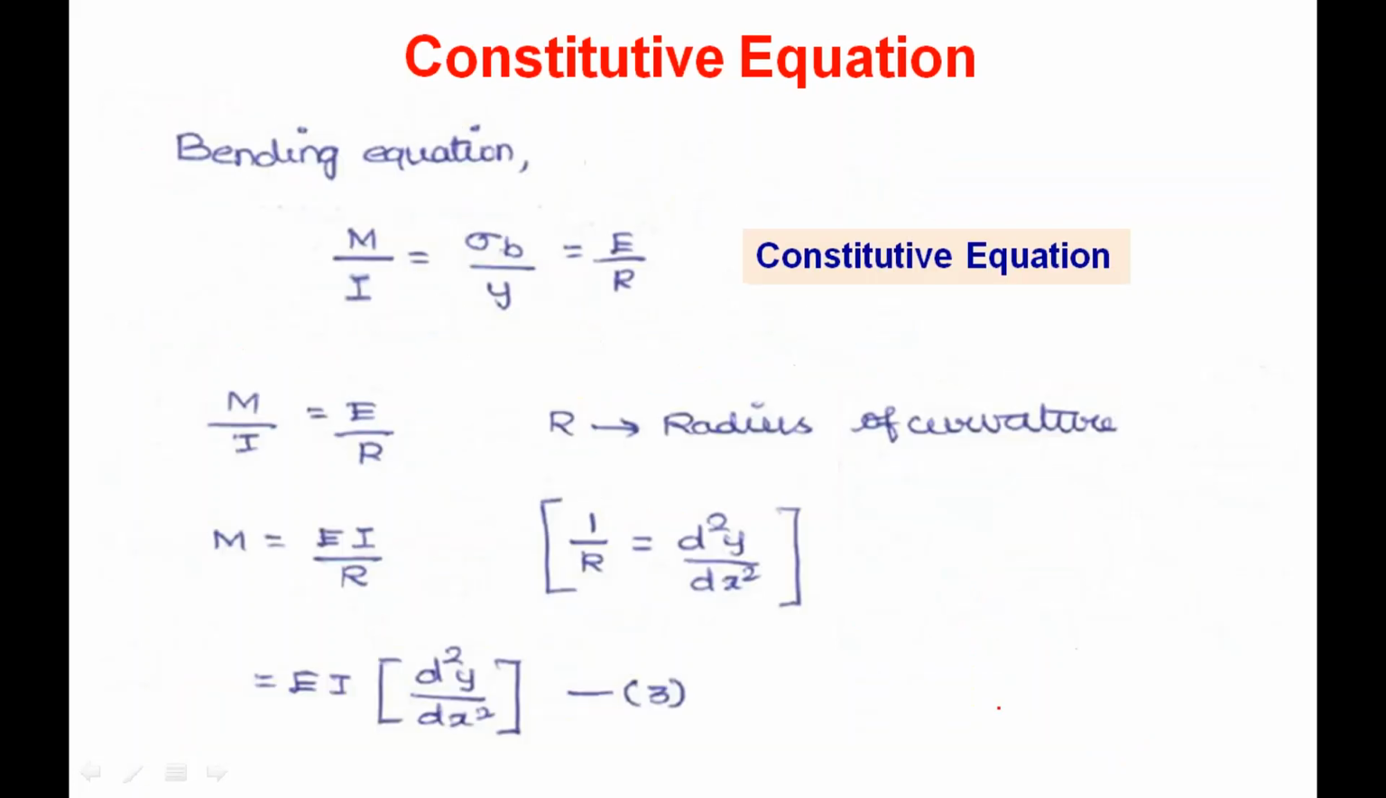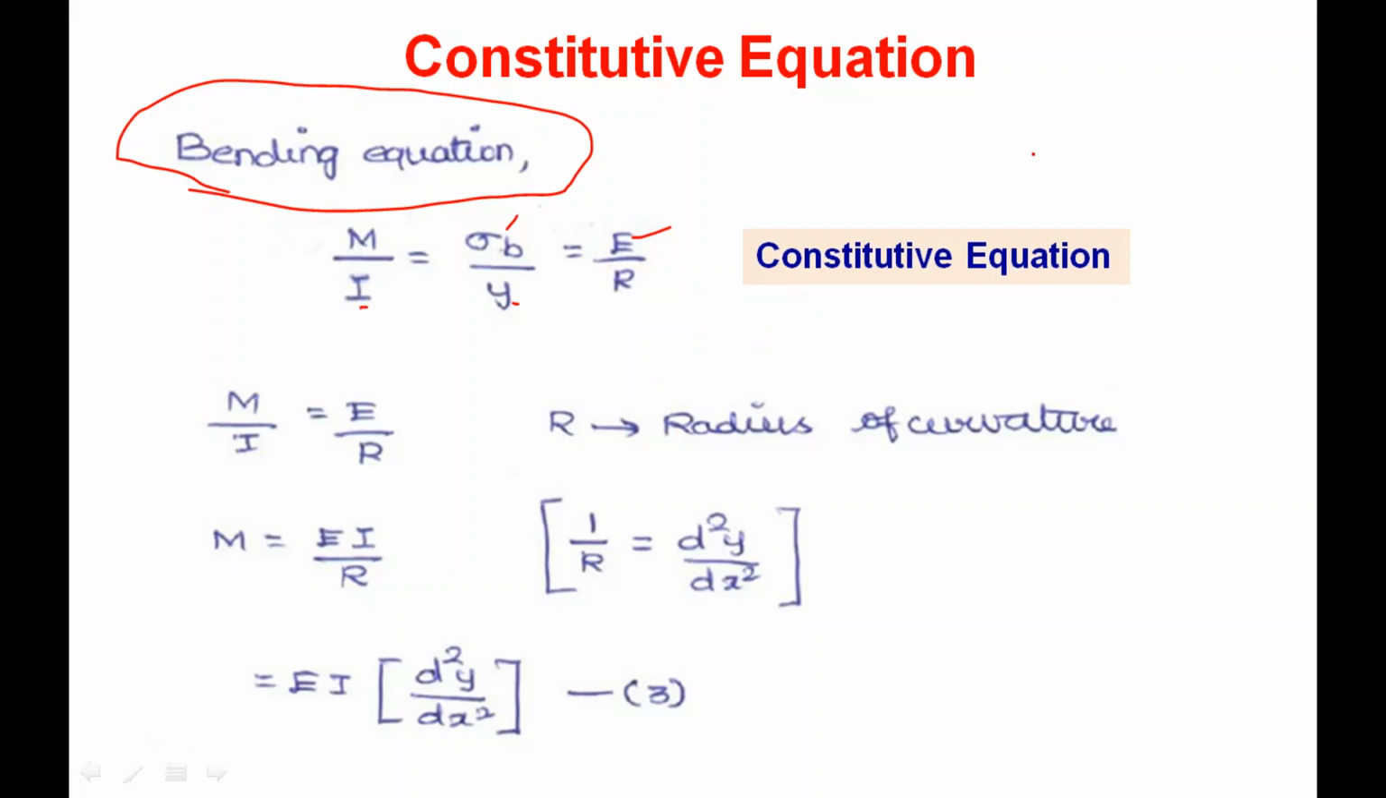To get the mathematical model, we have to use one equation called the constitutive equation. Here we are going to use the bending equation as the constitutive equation because this is a beam problem. So the bending equation, we know M by I, where M is the bending moment and I is the moment of inertia, is equal to sigma b by y, where sigma b is the bending stress, divided by y. Then E by R, where E is the Young's modulus and R is the radius of curvature.